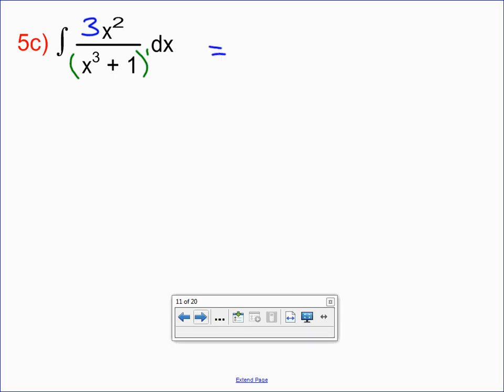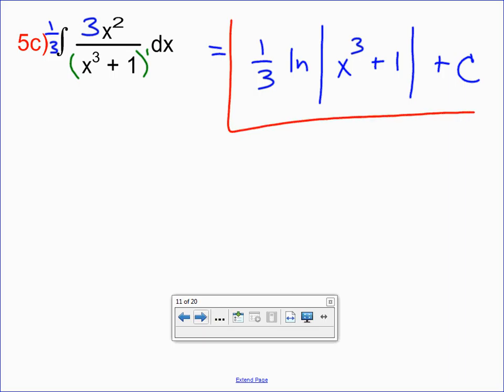But I didn't have a 3 on top. So what will we need to include in our antiderivative function? We'll have to cancel it out with a 1/3. So we'll need 1/3 natural log of absolute value of x cubed plus 1 closed bars plus c. That's pretty sweet. And look, we didn't need this whole bottom half of the whiteboard, so that's always nice. All right. Awesome. Great approach. Thank you.